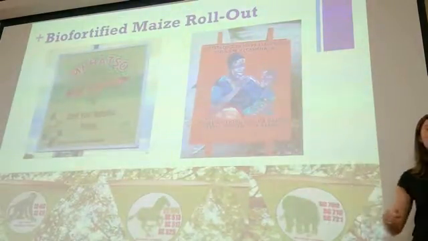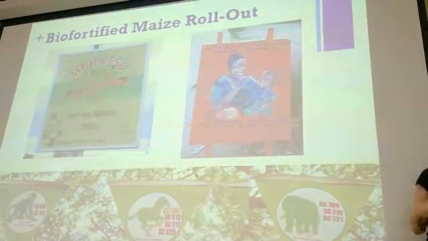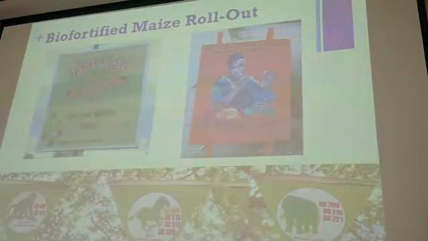Zebra would be medium-sized, it took a medium amount of time to grow, and then elephant would be large ears but slower to grow. And that was something that was easier for farmers to pick up and adapt.